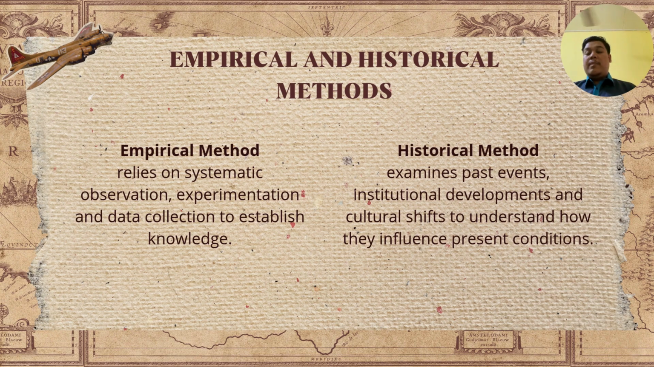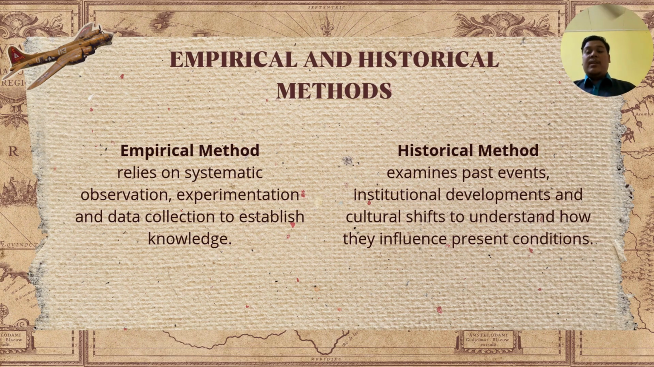My topic is about the significance of empirical and historical method in the institutional school. So, first things first, we need to go through what these methods are. First, the empirical method relies on systematic observation, experimentation, and data collection to establish knowledge. It focuses on verifiable evidence rather than speculation.